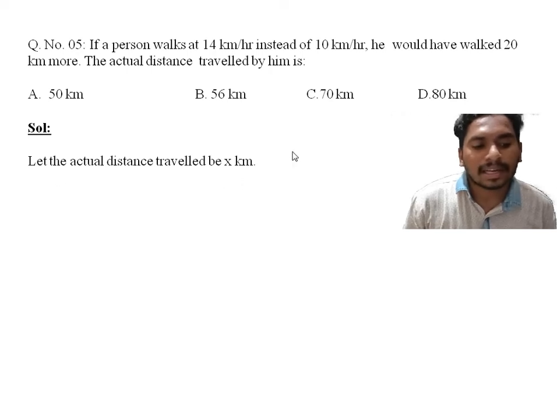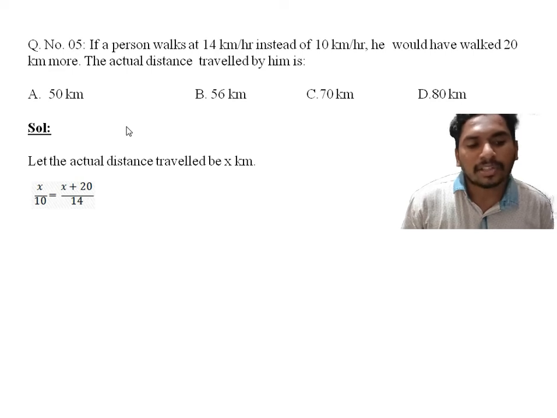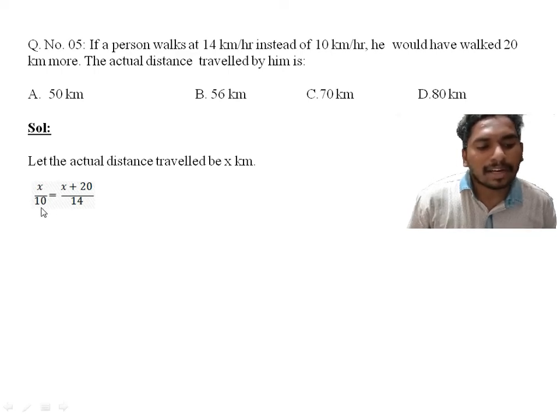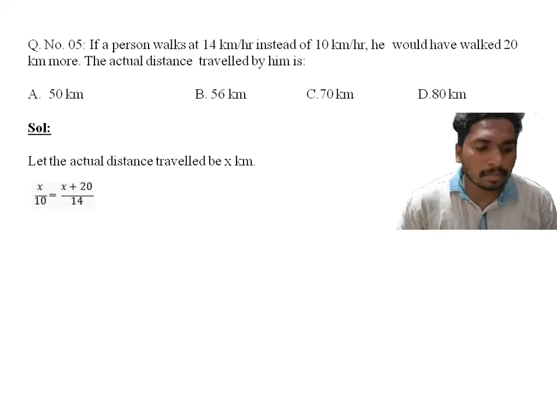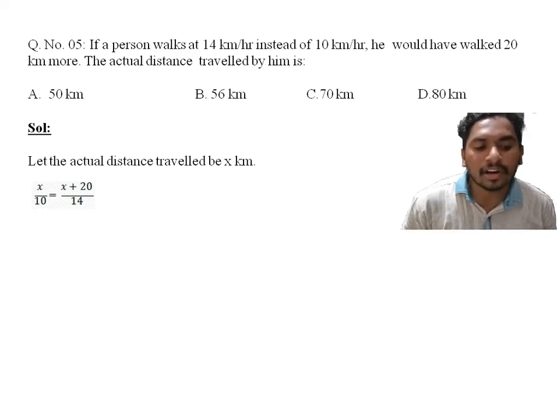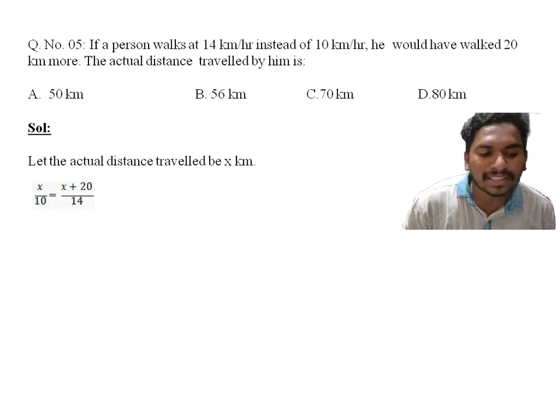So let us see this. Let us consider the actual distance traveled by him as x kilometers. As per the question, we have to write this in an expression. In the same time with different velocities, you will travel different distances. In order to travel x distance, you have to travel at 10 km per hour velocity. But if you increase your velocity, you can travel 20 kilometers more distance within the same time.